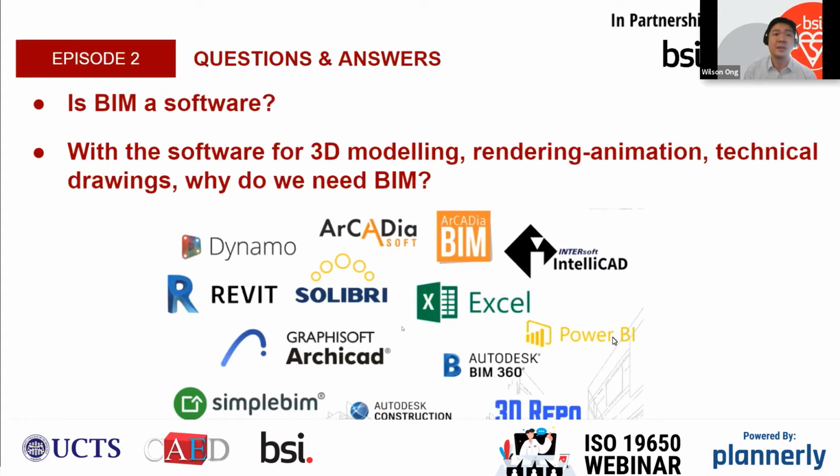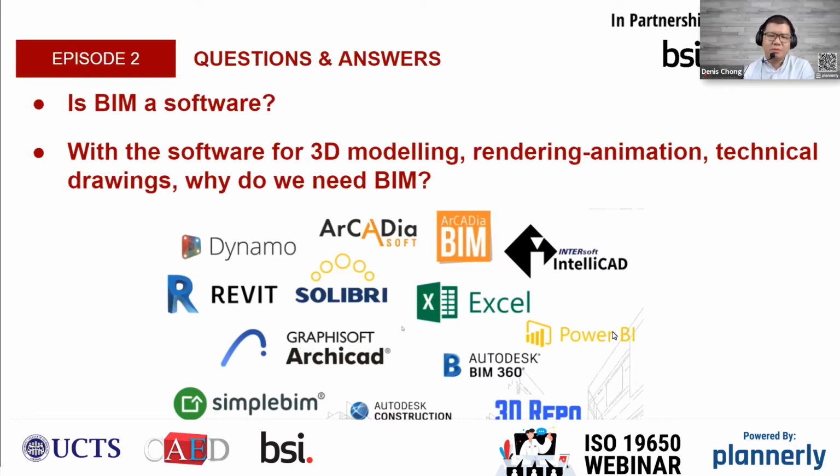So all of these are different tools that we can use to better automate how we generate information. Yes, it is part of BIM, but it's not the main aspect of BIM. There are actually many other things that have to be considered in order to maximize and get the full benefits of using this framework.